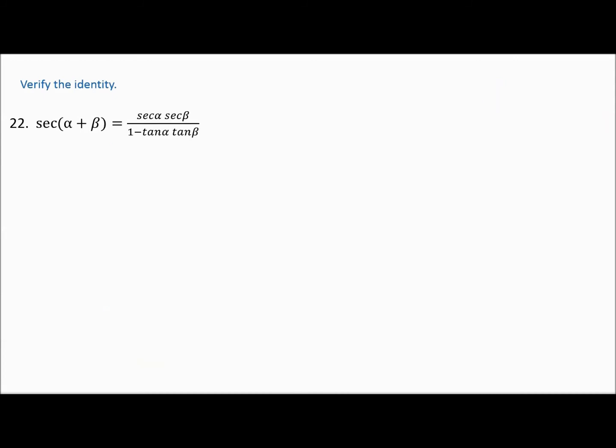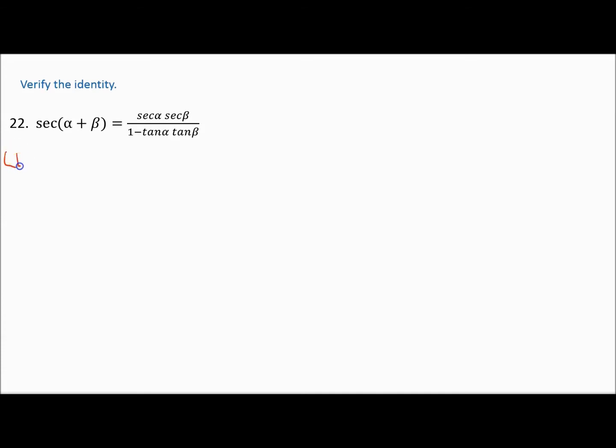All right, secant of alpha plus beta. They want us to show that it equals secant of alpha, secant of beta over 1 minus tangent of alpha, tangent of beta. Okay, let's try. Now, I can tell you right off the bat that secant of alpha plus beta is not secant of alpha, secant of beta, right? And we don't have a formula for secant of alpha plus beta, okay? So the thing is, we're going to have to use a reciprocal in this problem immediately so we can use a formula we do have. And what is the reciprocal of secant?